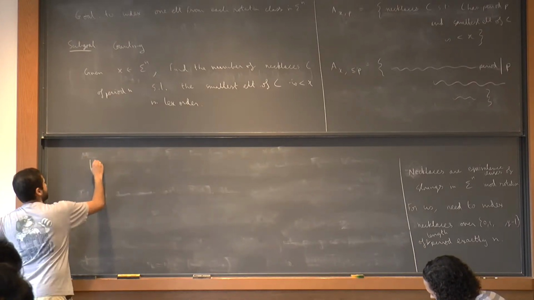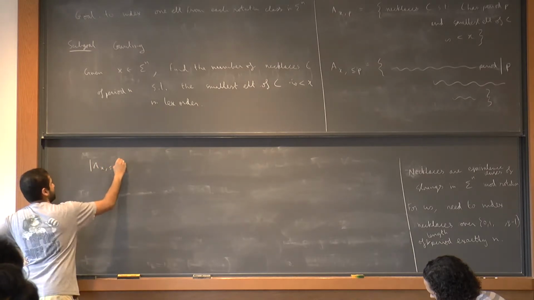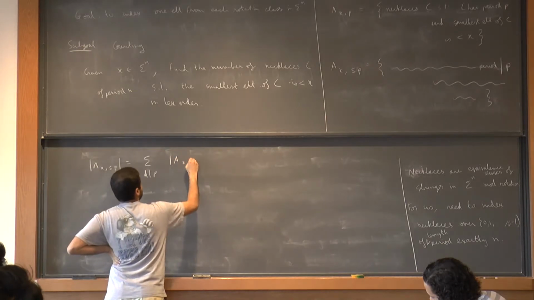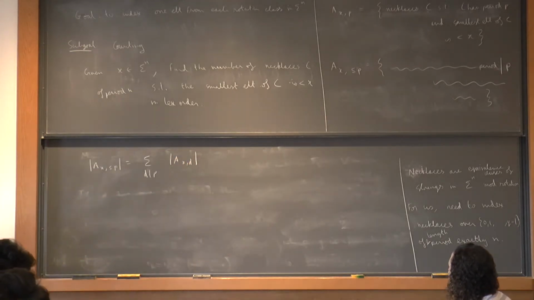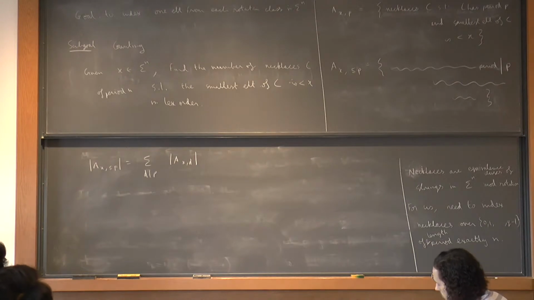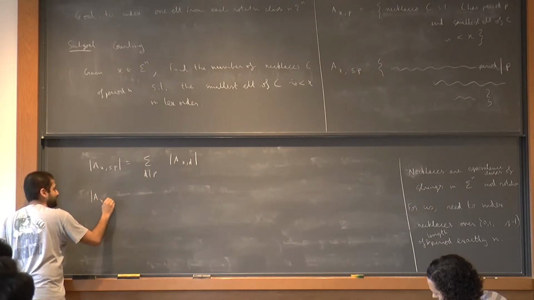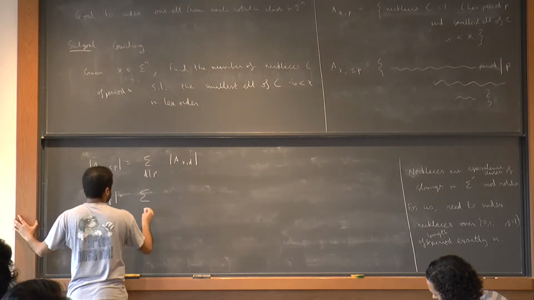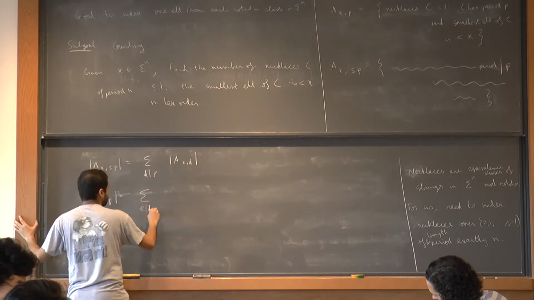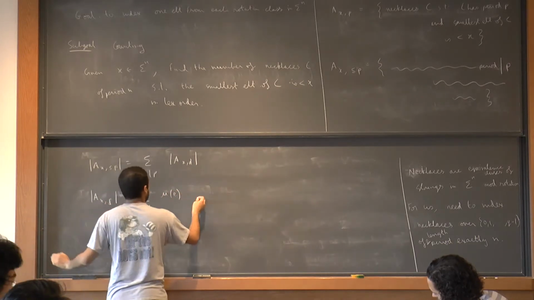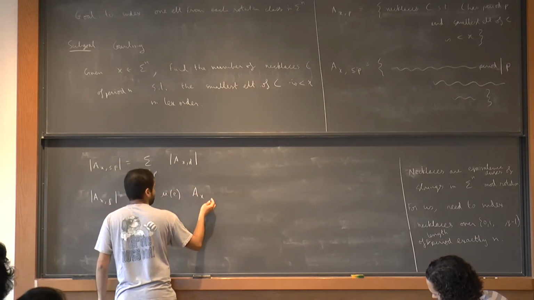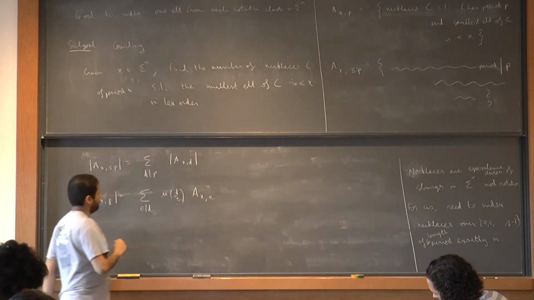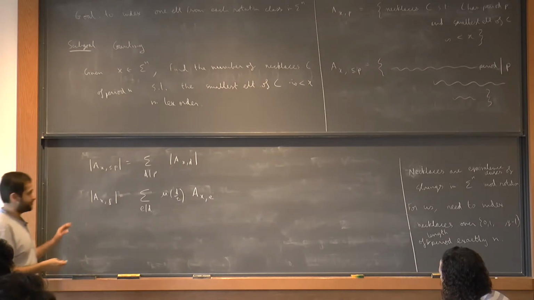So the size of A_X less than or equal to P is the sum over all D dividing P of A_X D. So size of A_X P, let's call this D, sure, is the sum over all E dividing D of mu of E times, or maybe this is D over E, A_X E. This is the Mobius inversion.